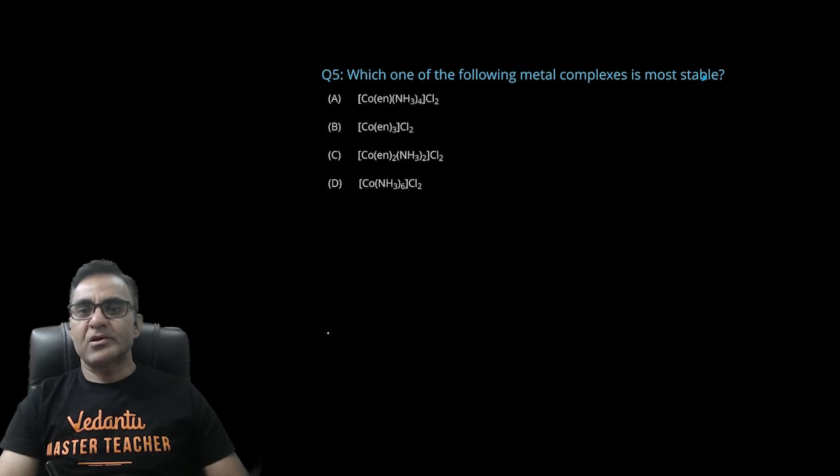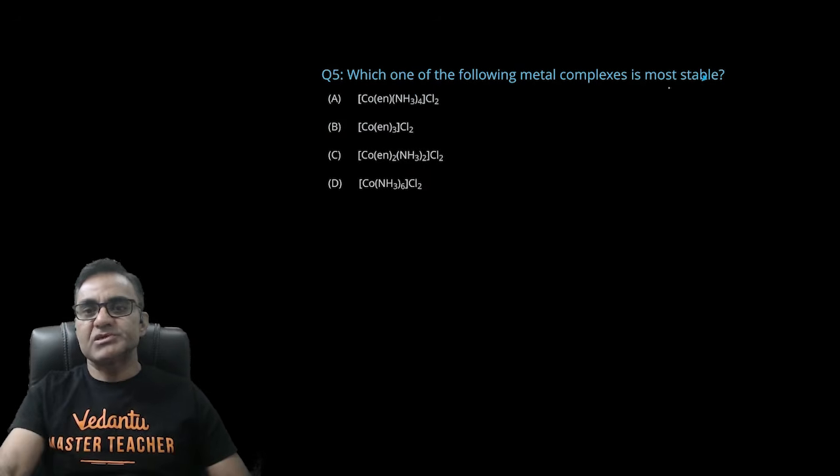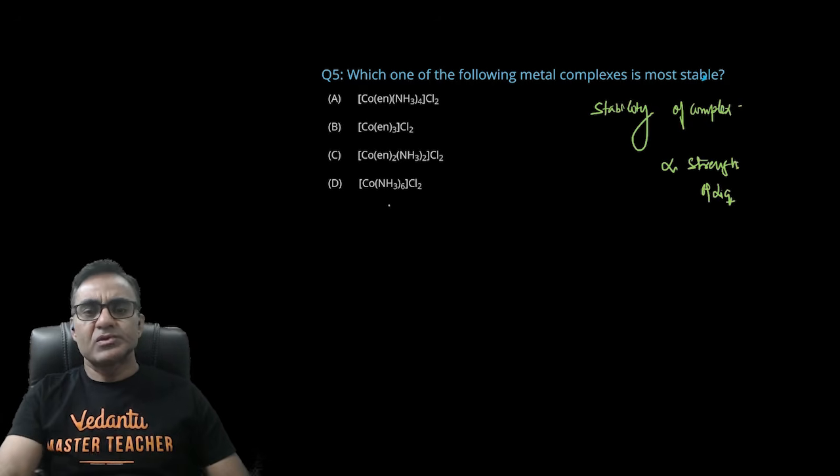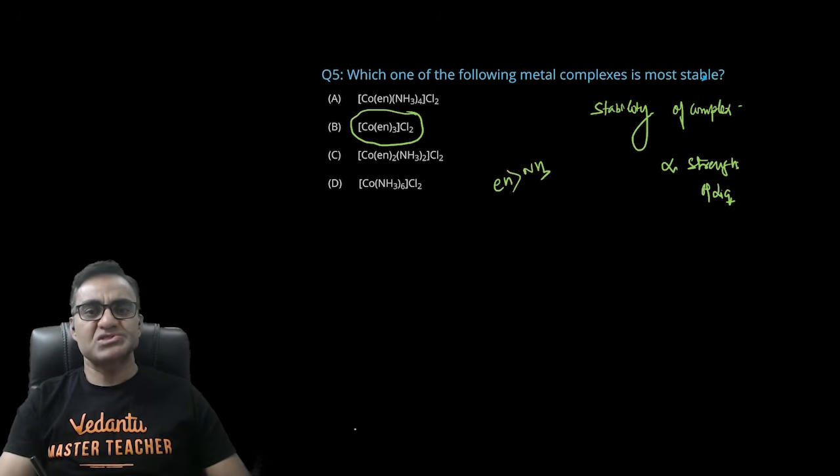Which of the following metal complexes is most stable? देखो, स्टेबिलिटी जो होती है कॉम्प्लेक्स की बहुत सारे फैक्टर पे डिपेंड करती है, और उसमें एक फैक्टर है स्ट्रेंथ ऑफ लीगेंड, डायरेक्टली प्रोपोर्शनल टू स्ट्रेंथ ऑफ लीगेंड. तो अगर हम स्ट्रेंथ की बात करें तो जो इथिलीन डायमीन होता है इसका स्ट्रेंथ अमोनिया से ज्यादा होता है. तो दिस कंपाउंड, कॉम्प्लेक्स वेयर 3 इन लीगेंड्स आर प्रेजेंट, इज फाउंड टू बी द मोस्ट स्टेबल.